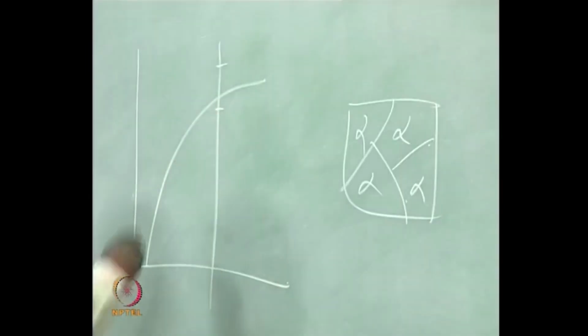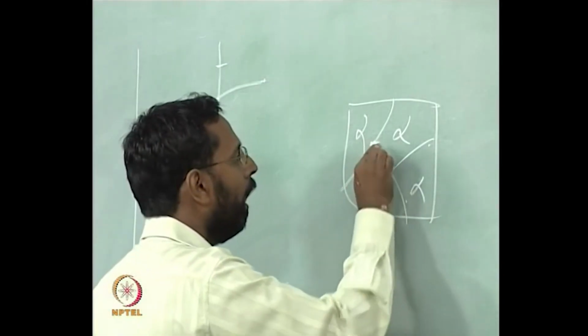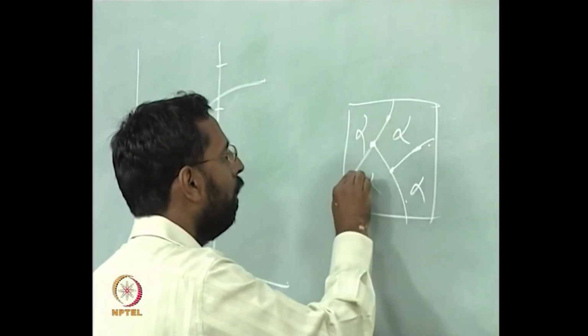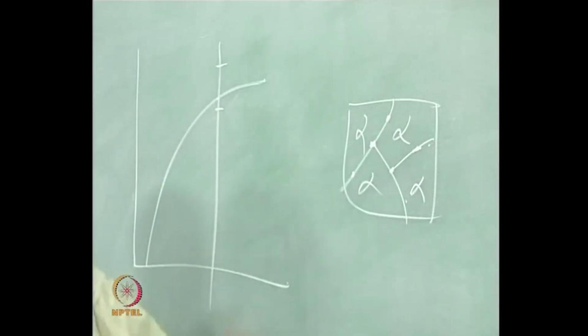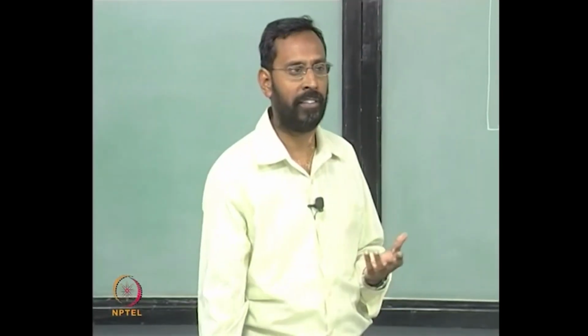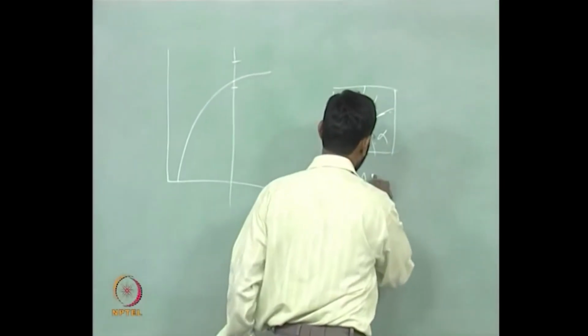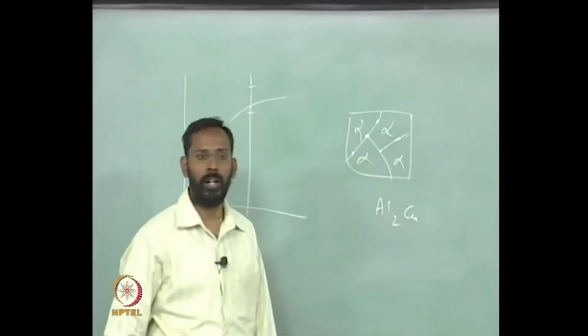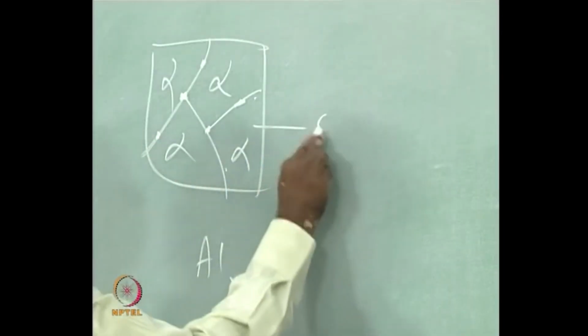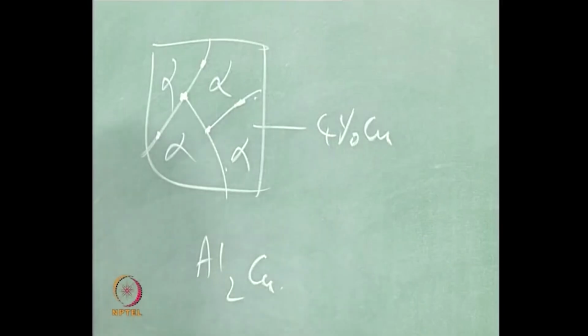This alpha, the moment I bring it below, it wants to precipitate out the second phase, and the second phase can actually nucleate at these points and also at these points and then grow. And for the growth of that and for the nucleation of that, what you need is a diffusion of copper atoms, because the second phase is an Al2Cu phase, which has a higher copper content when compared to the matrix, right. So, Al2Cu is almost 1/3 copper, whereas the matrix has only 4% copper, if I am considering an aluminum 4% copper alloy, which is a traditional alloy.